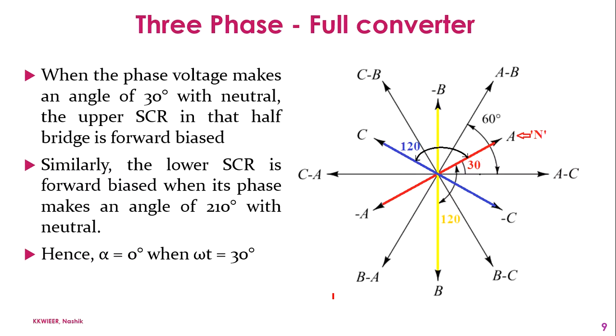So this is a phasor diagram. When the phase voltage makes an angle of 30 degrees with the neutral, the upper SCR in the half bridge is forward biased. Similarly, the lower SCR is forward biased when the phase makes an angle of 210 degrees with the neutral. Hence, alpha is equal to 0 when omega t is equal to 30 degrees. So it is considered that at this point A, it is the neutral for the entire phasor diagram. So the angle made with this A axis or with the neutral point will be considered.